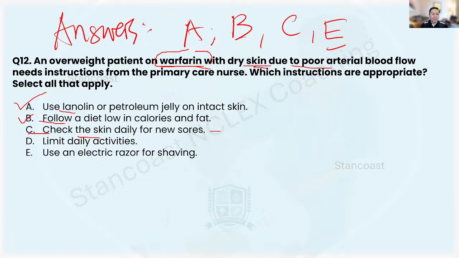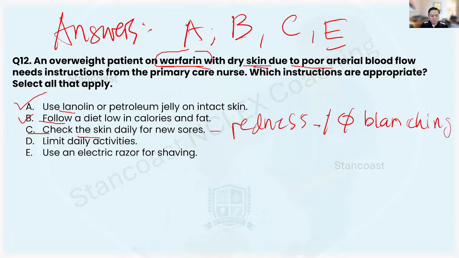Maybe redness is another one. Redness, or let's say no blanching upon palpation. When you're going to do this, palpation.